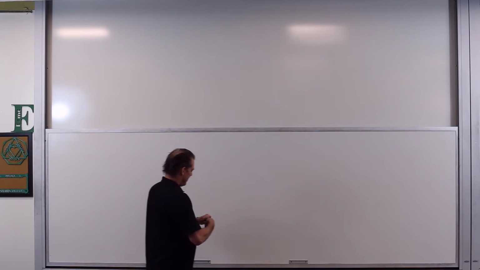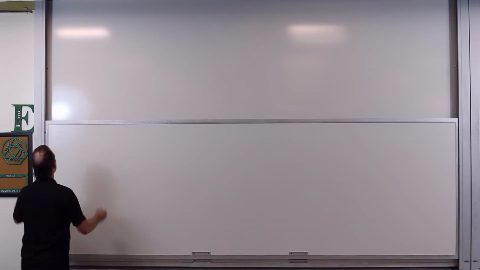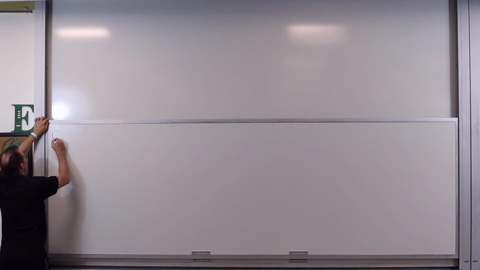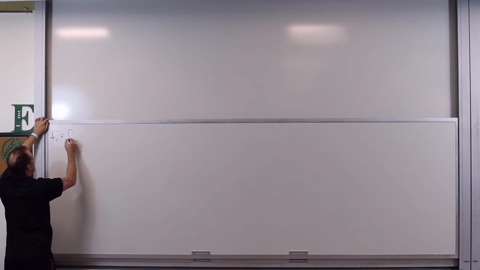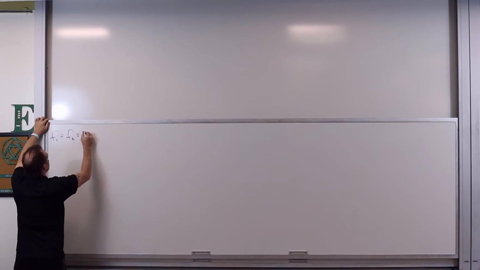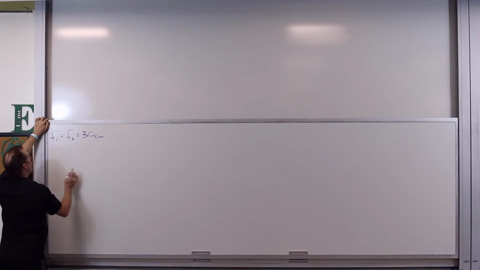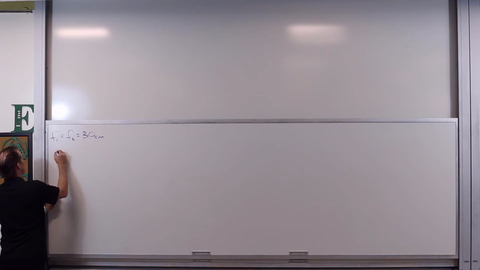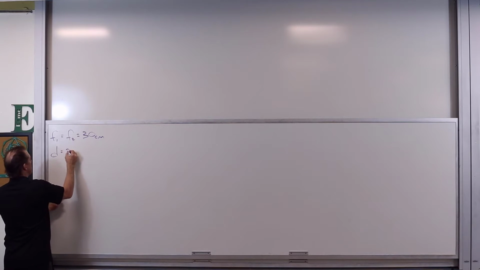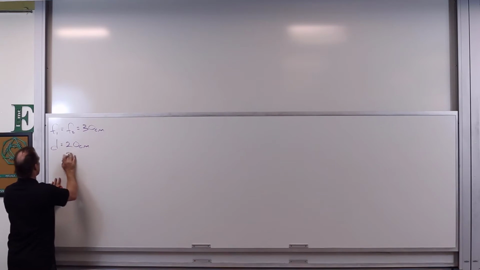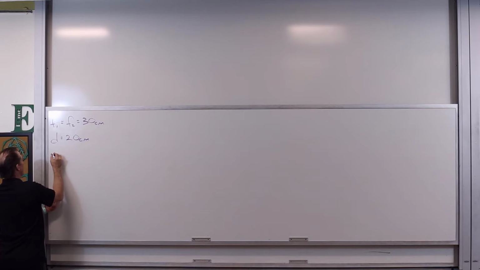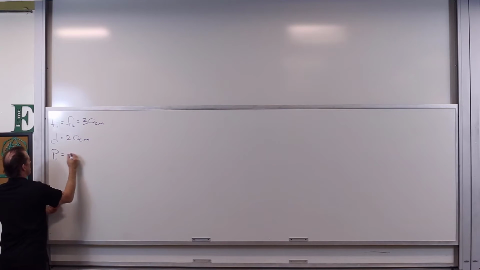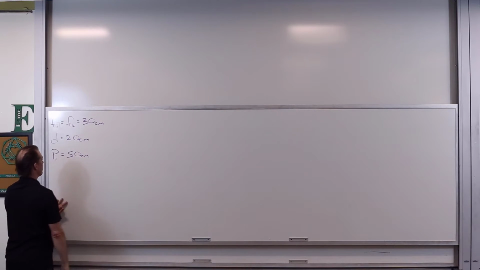All right, so we're going to take two lenses that both have the same focal lengths, f1 is equal to f2 is equal to 30 centimeters. We're going to say that these lenses are separated by a distance of 20 centimeters, the distance between the two lenses. And then the object distance P1 is equal to 50 centimeters.